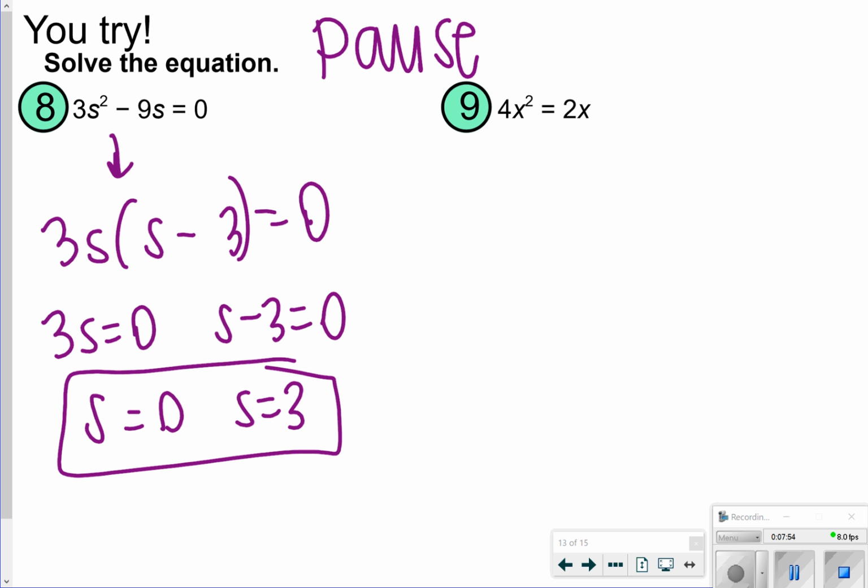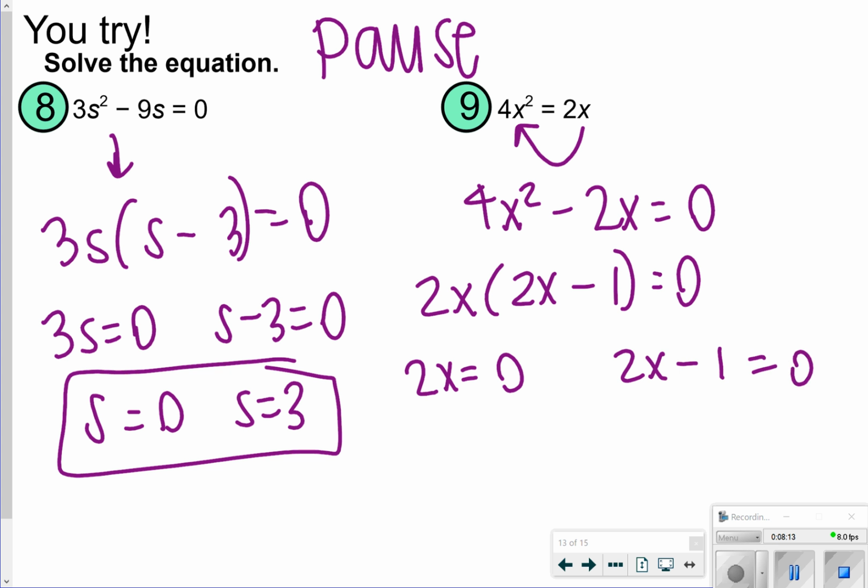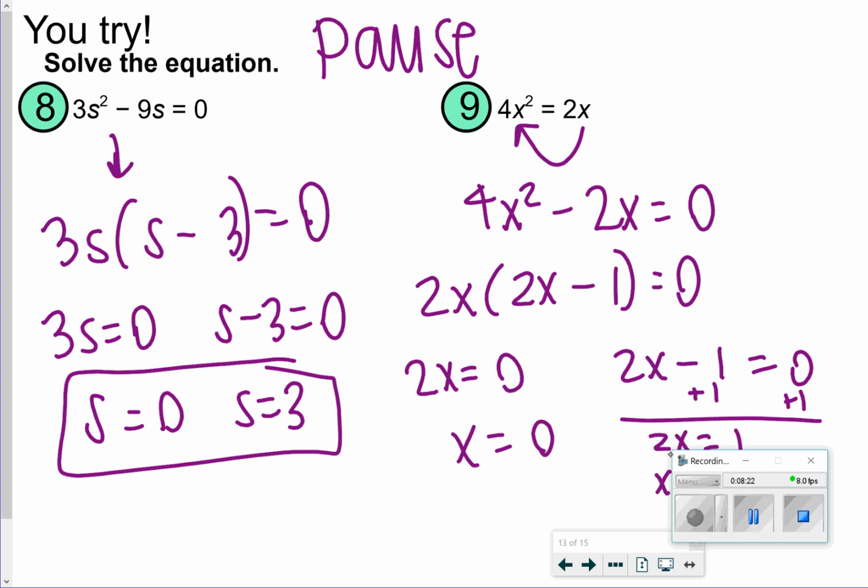And then for number 9, I'm going to bring my 2x over. So I'm going to have 4x² - 2x is equal to 0. And then factor out a 2x. So I'll have 2x - 1 after I factor that out, and then set them equal to 0. x is equal to 0. I'm going to add 1 for this guy. This one's multi-step. And then x is equal to 1/2 for number 9.